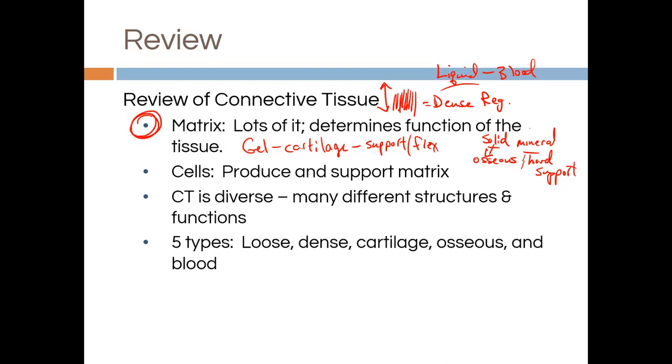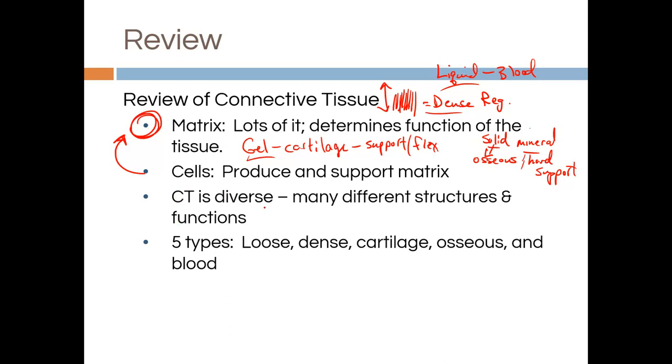This is probably the most important point. The cells, their job is to make that matrix. So all those different six cell types we talked about, they're basically supporting this. You know, the chondrocytes are creating the gel. The fibroblasts are making the fibers. The osteocytes are making the solid mineral matrix. So basically the cells are in charge of making that matrix happen.